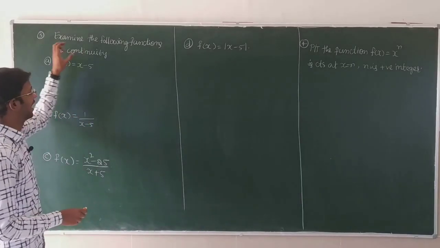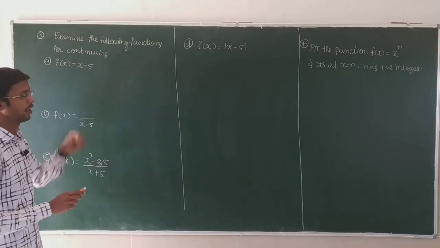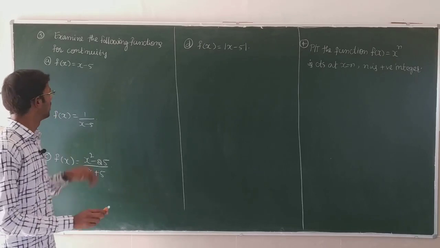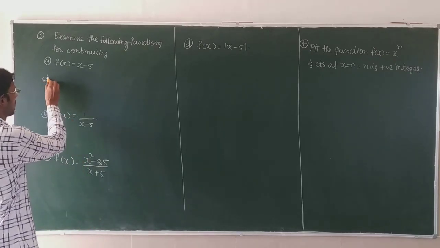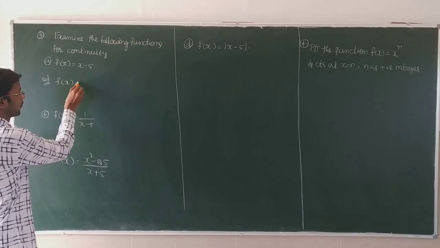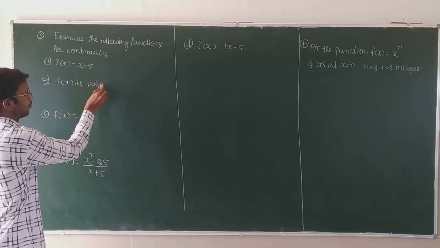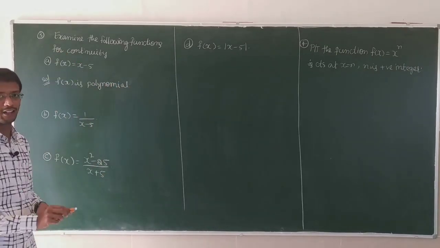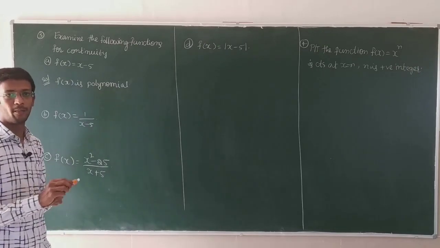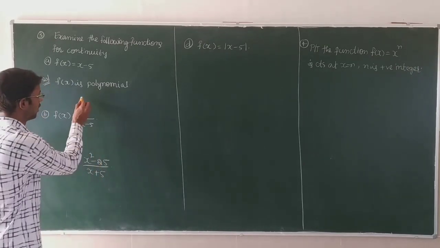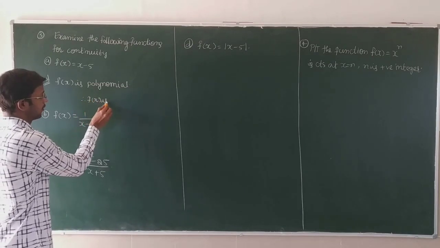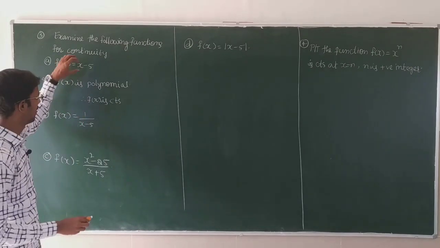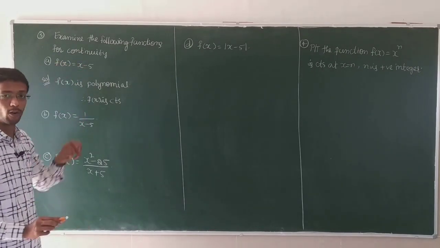Problem number 3. Examine the following functions for continuity. For these 4 questions, we check whether they are continuous or not. Just see the solution. f of x is x minus 5, a polynomial. Every polynomial is a continuous function. Therefore, f of x is continuous. Why? Because x minus 5 is a polynomial. No point needs to be checked.